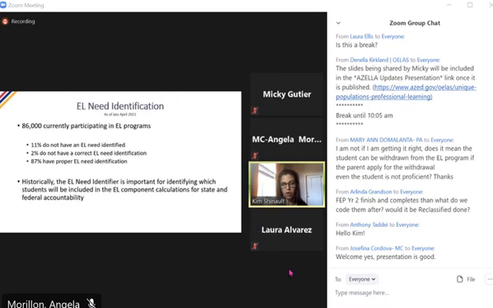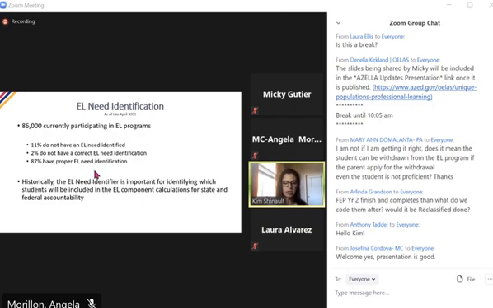So looking now at that EL need identifier, like I said, about 86,000 currently participating in programs, but I can see that about 11% of them do not have an EL need identified. I can also see that about 2% of them have an incorrect EL need. So, for example, they might be enrolled in a program, but their EL need says that they are not. And this leaves about 87% who have proper EL need identification.